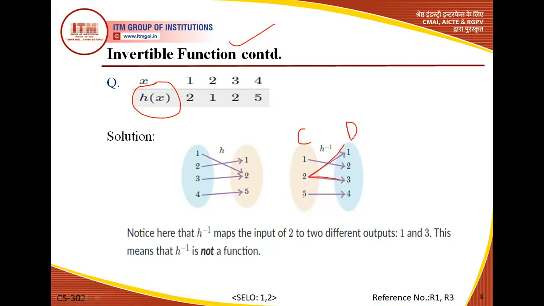And here 5 is being mapped with 4, so we would map 5 to 4. Now here also, 2 is being mapped to 1 and 3.